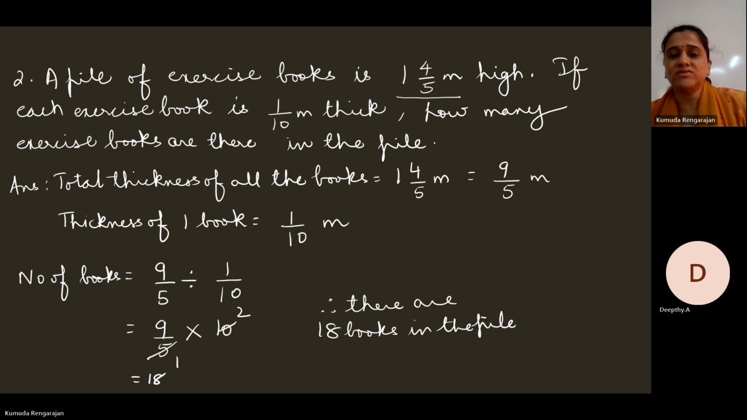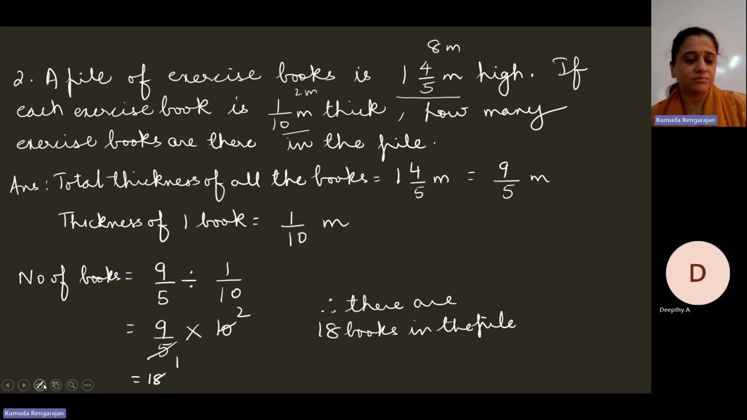Just tell yourself that the thickness of all the books is 8 meters, and one book is 2 meters thick. Then how many books are there? Using 8 and 2, how do you get 4? 8 divided by 2. That's all.